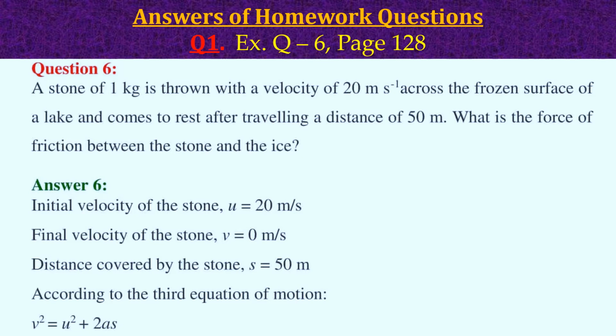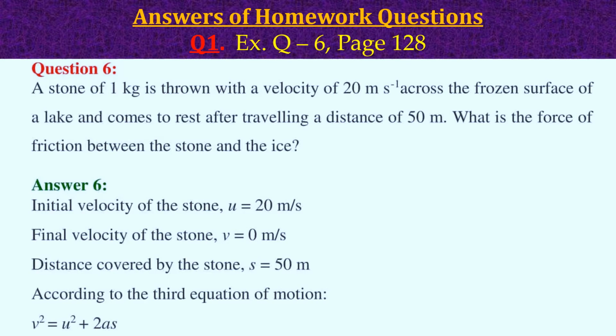Children, here you can see at the beginning itself the mass of the stone is given, that is mass m equals 1 kilogram. And the initial velocity of the stone is given as 20 meter per second. Initial velocity is represented by the letter u. So you can write u equals 20 meter per second. And the stone comes to rest. So its final velocity v equals 0. After traveling a distance of 50 meter, distance is represented by the letter s. So s equals 50 meter.